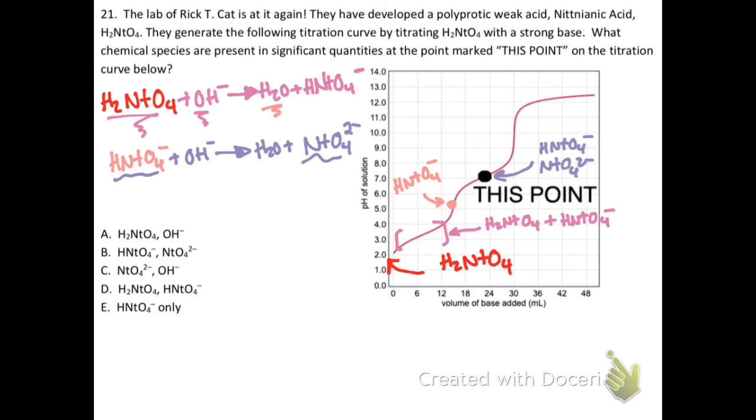And if we kept adding in more hydroxide, eventually we would get to the second equivalence point where we would only have NTO4 2 minus. And if we kept adding in more stuff, we would have NTO4 2 minus and also just hydroxide. At this point, it's just really, really basic. So specifically, the point that's labeled with this point in caps, we'd have both of these chemical species. So the answer is HNTO4 minus and NTO4 2 minus.